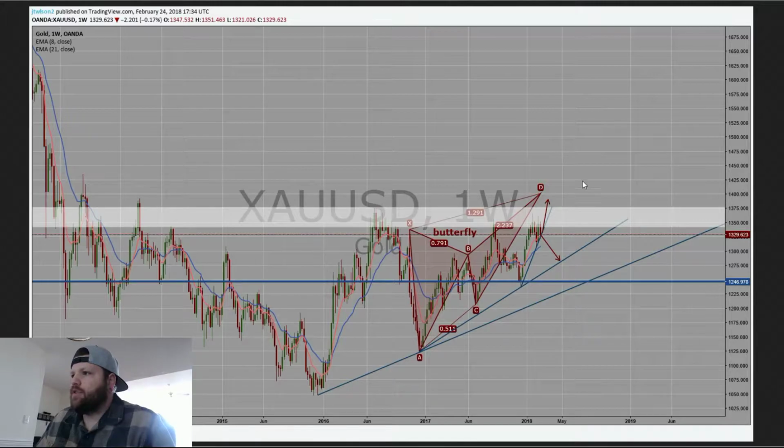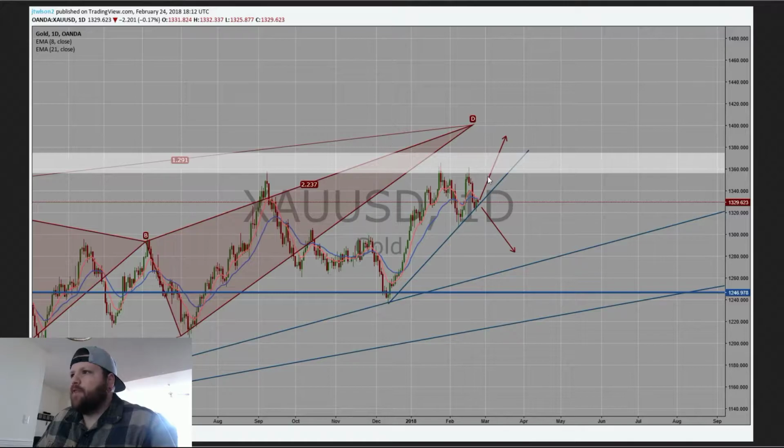I do have this trend line drawn, and this trend line, and this trend line. So we have 3 trend lines drawn for price to break through going down, as well as this horizontal level or horizontal line right here. And then we do have the butterfly pattern that completes above the zone that's drawn.